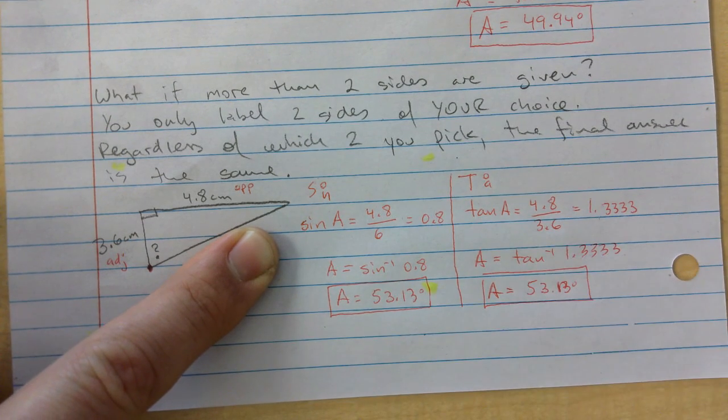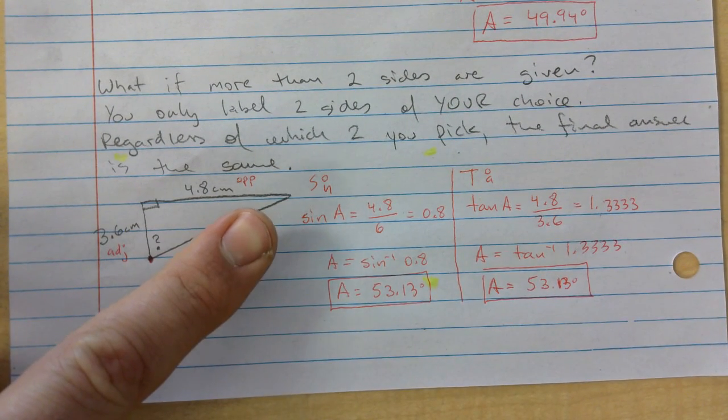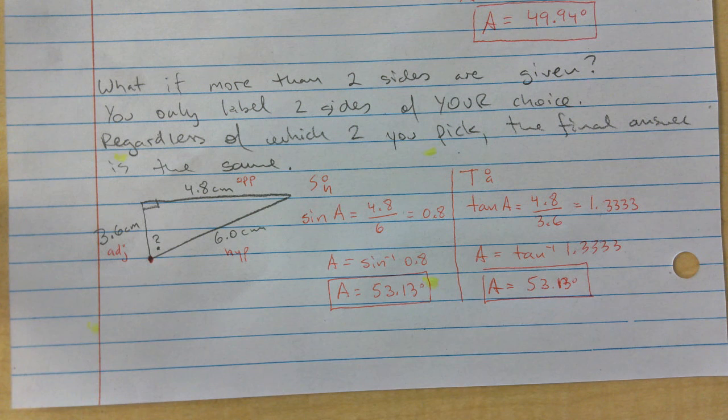We're not going to do cosine yet because I think you trust me at this point, right? The key is don't label all three, just label two of your choice, go with it, and you will get the answer. Okay, so if that ever happens, no big deal, you know what to do, right?